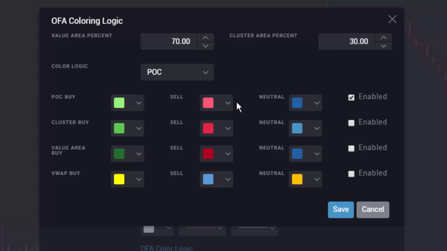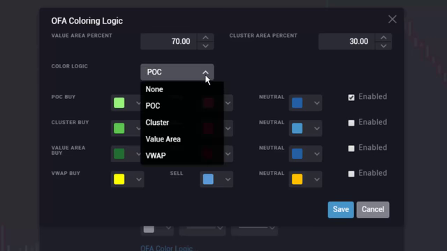The logic for sell will color the POC red when the close price of the period or the last trade price of the period is below the point of control price. If the close price or last trade price of the period equals the point of control, the overlay will be shown in blue. Please note that in the color logic dropdown, POC and VWAP color logic work off of the single price defined in the period, either the point of control or the VWAP.